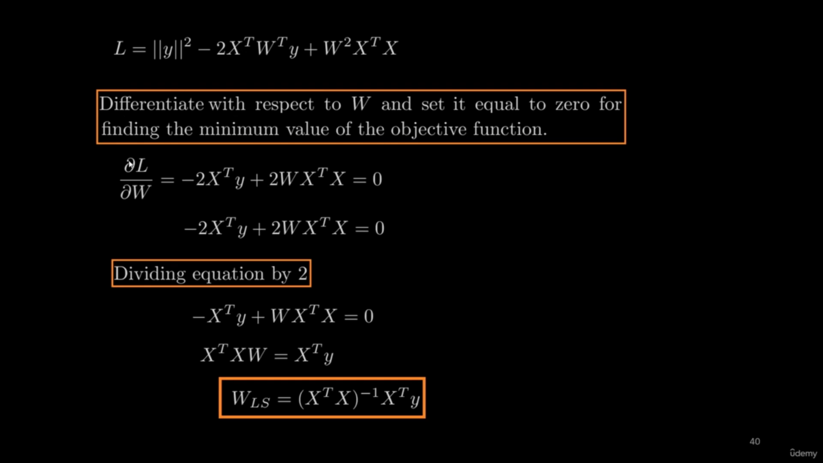Now take the derivative with respect to w. This term doesn't have any w, so it will be considered a constant for differentiation. Therefore, its derivative will be equal to 0, so we will remove this. This is the term which contains w.